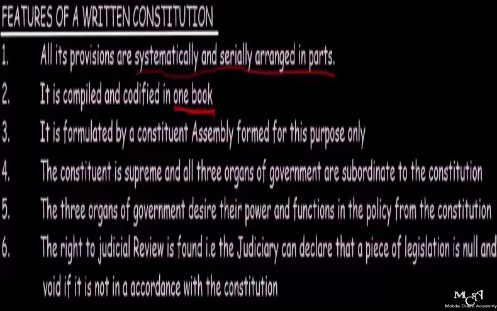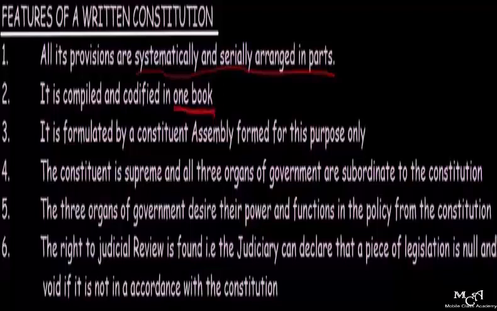Chapter 1, for instance, earlier we talked about the definition of government and we looked at it in 3 basic parts. So that's the systematic arrangement. Chapter 2, we look at the basic concepts and principles of government. And now chapter 3, we are looking at constitutions. So there's a systematic and serial arrangement of those parts. So when we say it is compiled and codified, it is compiled serially, arranged and codified. Compiled means you bring it together into one single book.